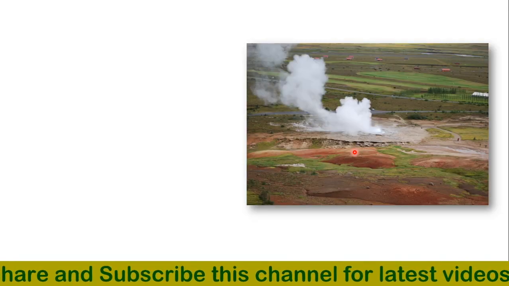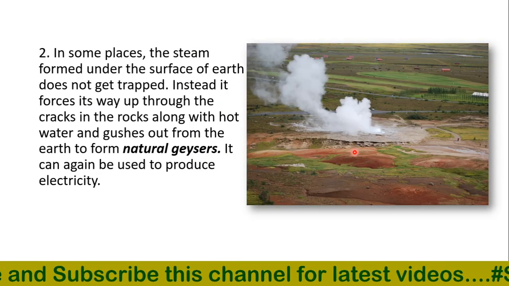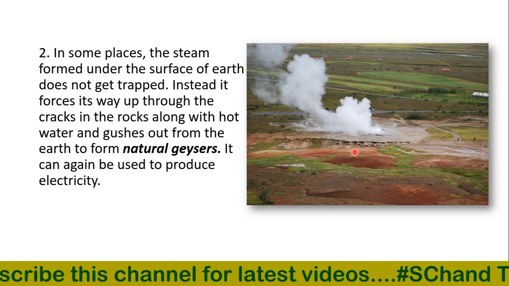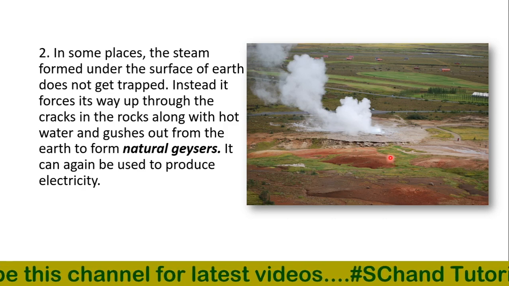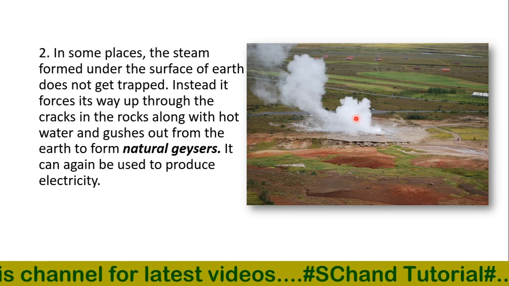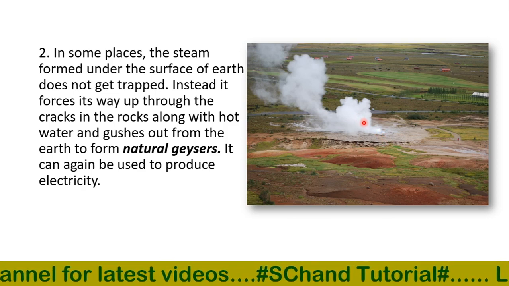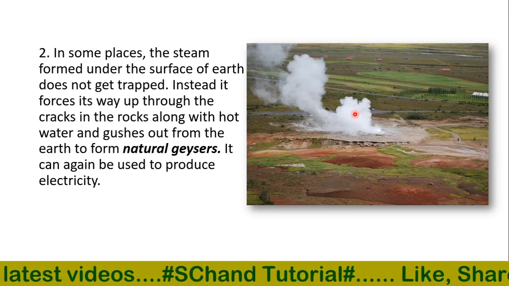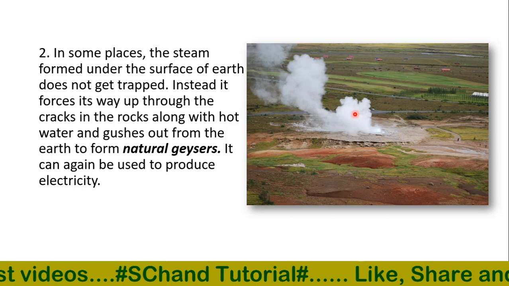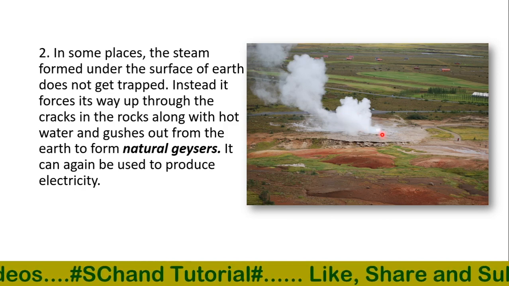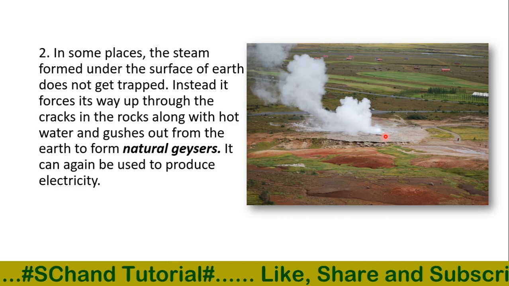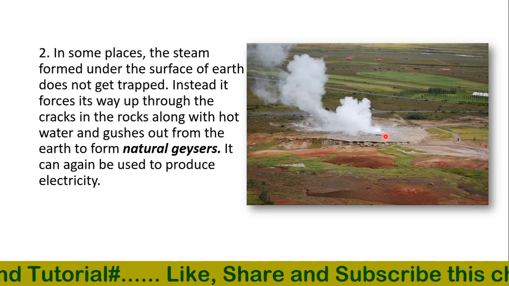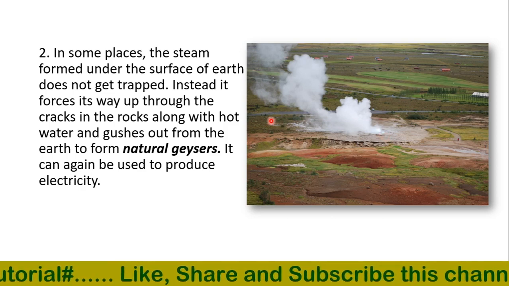Second, in some places the steam formed under the surface of the earth does not get trapped. Instead it forces its way up and comes out from the surface. Hot water gushes out from the surface of the earth to form natural geysers. The heat energy brought up by the natural geyser is used to generate electricity, as we have already discussed in the previous slide.